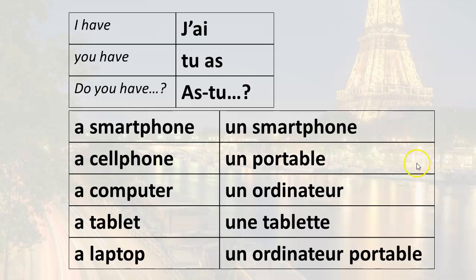Do you have a cell phone? As-tu un portable? Do you have a computer? As-tu un ordinateur? Do you have a tablet? As-tu une tablette? Do you have a laptop? As-tu un ordinateur portable?